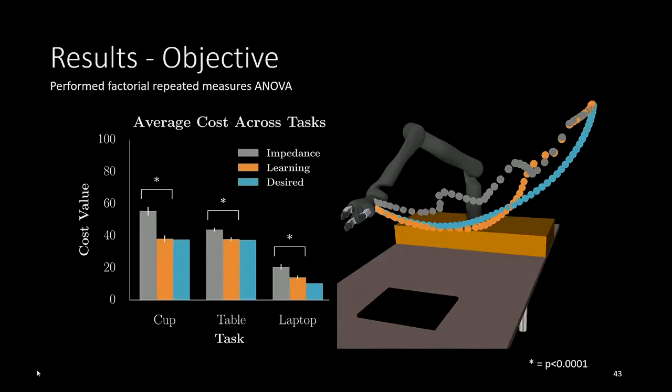We also found, if you look here at a sample participant's data, that if the blue trajectory is the desired trajectory that the human would like the robot to perform, it takes about one interaction for the person to converge to the correct optimal trajectory in the orange learning condition, while with the gray, the human has to keep pushing down, as you can see in the deformed trajectories.